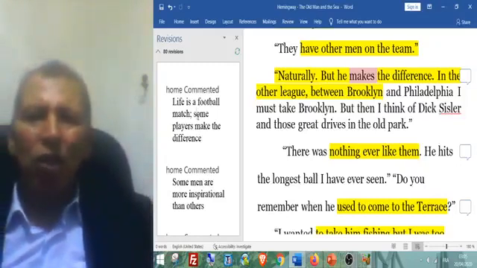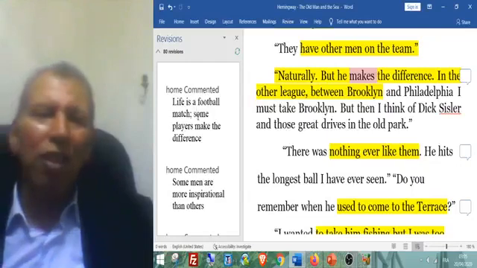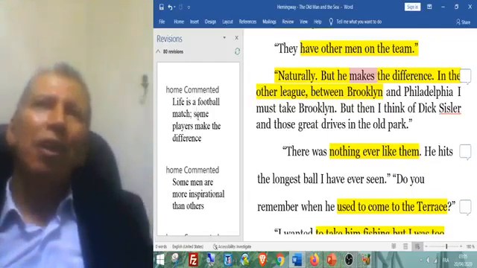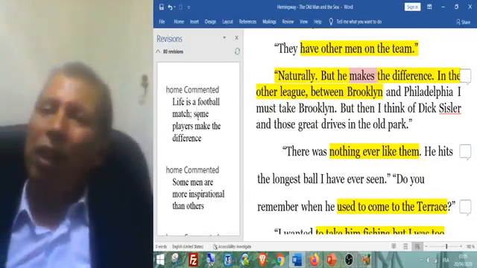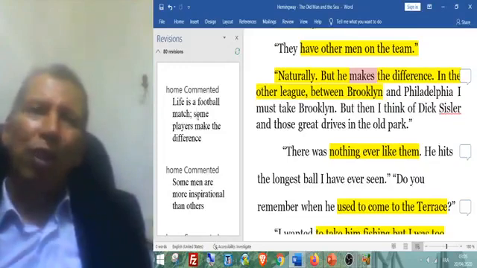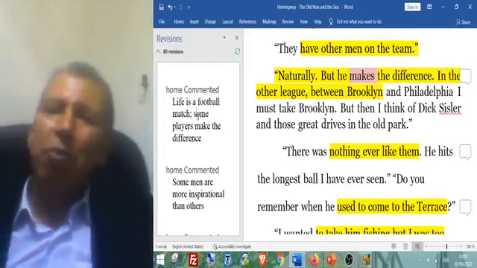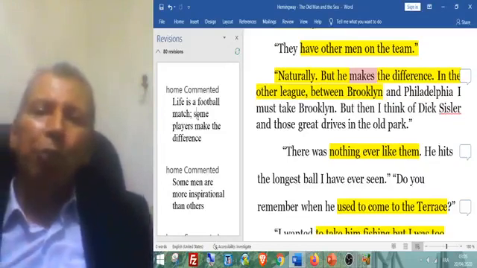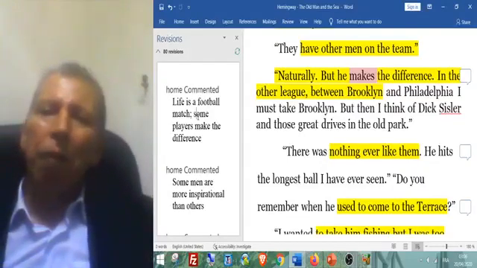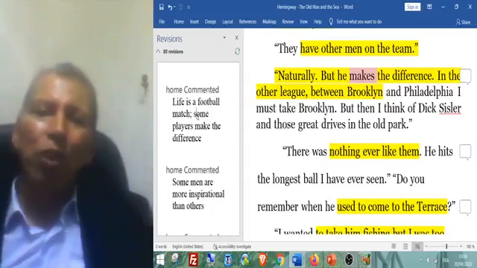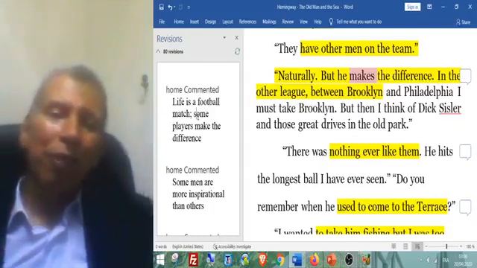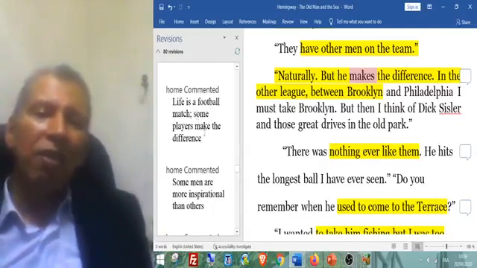A football match or a baseball match is a struggle, and life is a struggle too. In baseball or football, there is the possibility of success and the possibility of failure. These are the stakes.